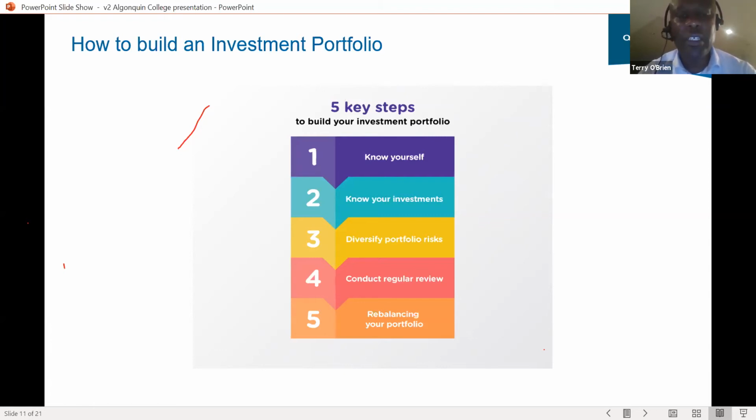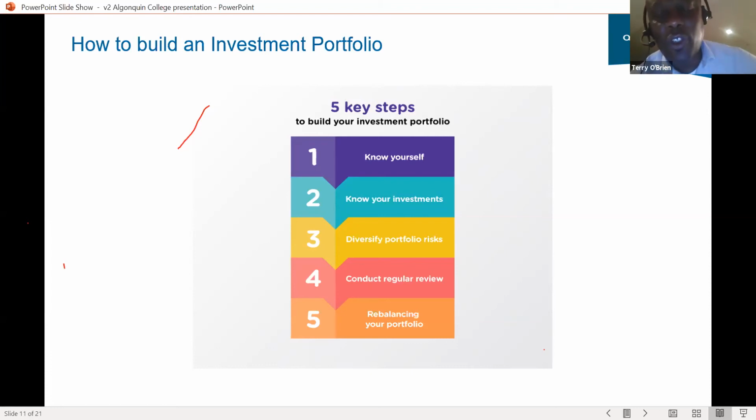Diversify portfolio risk. So we discussed diversifying portfolio risk, which is don't put all your eggs in one basket. Basically, when you diversify your portfolio risks, you reduce your risks in terms of your portfolio, but you also are able to take advantage of market opportunities when they present themselves.